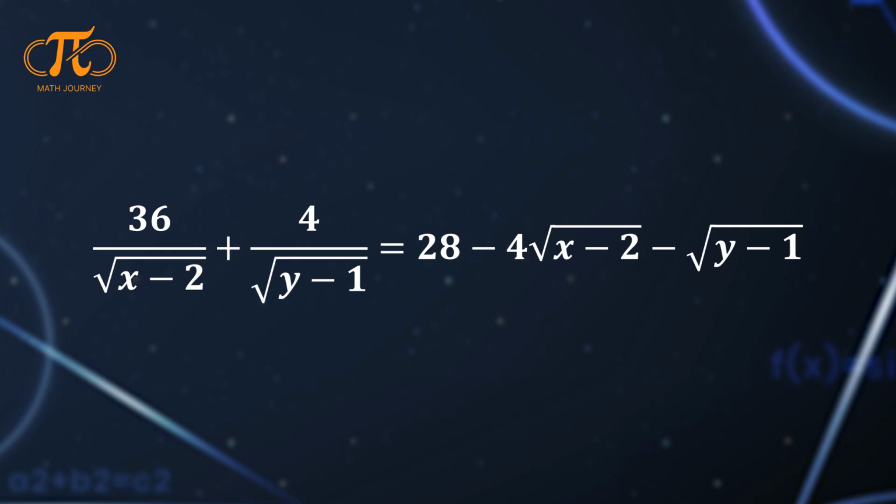The equation is 36 divided by the square root of x minus 2, plus 4 divided by the square root of y minus 1, equals 28 minus 4 times the square root of x minus 2, minus the square root of y minus 1.